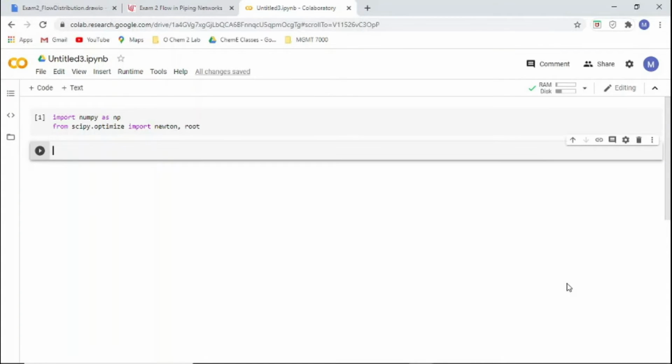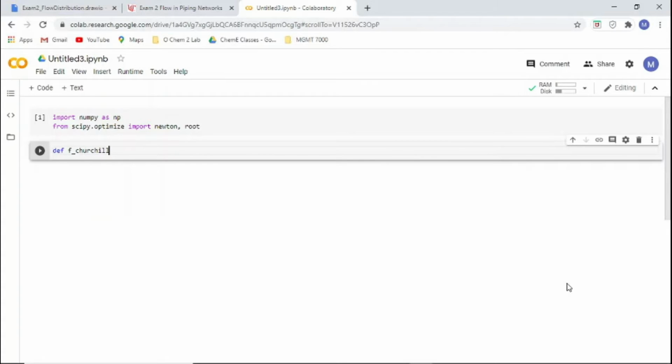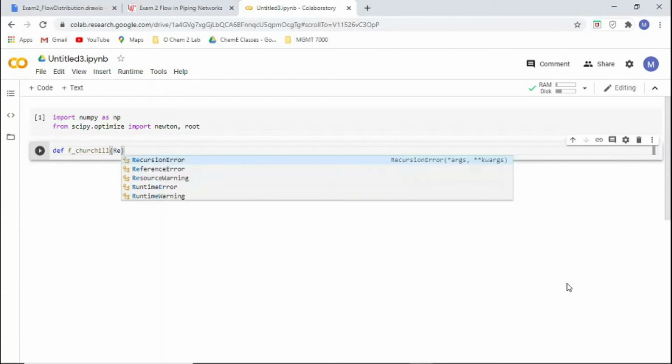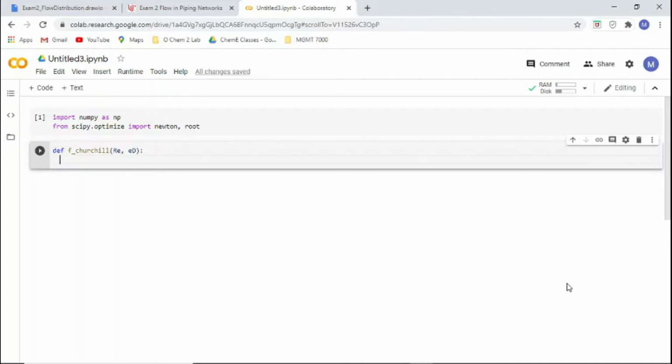Now, to find the change in head, we need to use the Churchill equation to find the Fanning friction factor, which can then be plugged into that equation we solved for the delta head using the energy balance equation. So we need to start by making the function, and this is using the Churchill equation, where RE is our Reynolds number, and ED is the relative roughness of our pipes. This is just something that can be looked up.